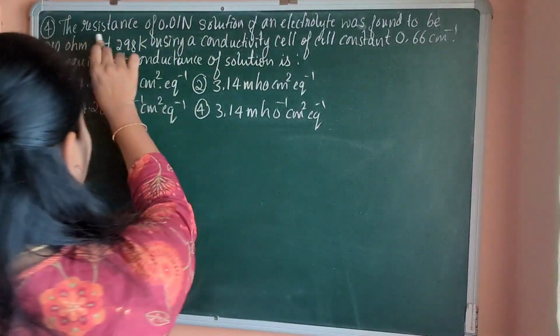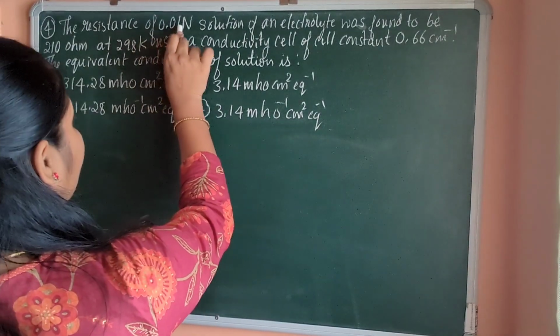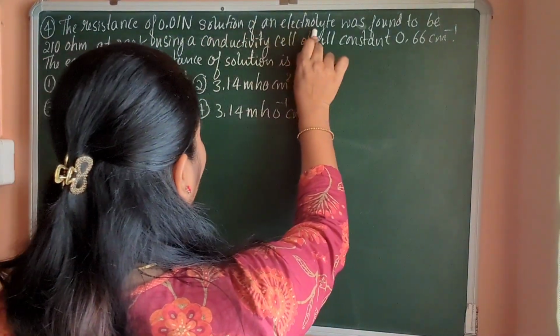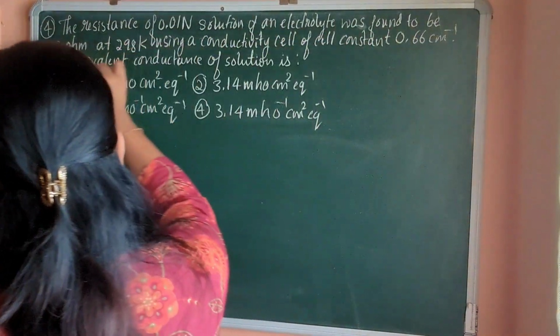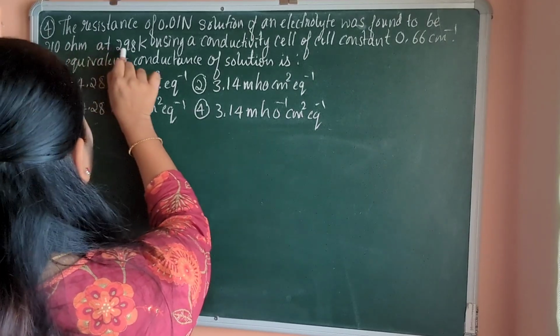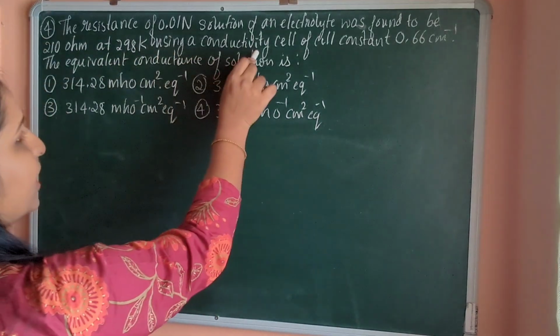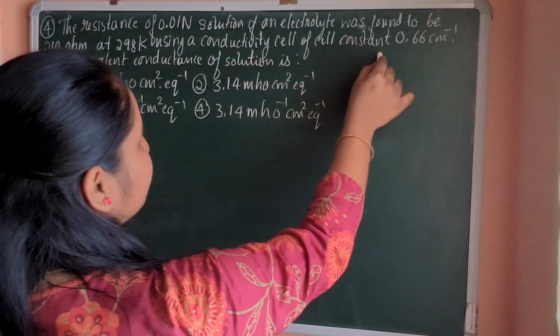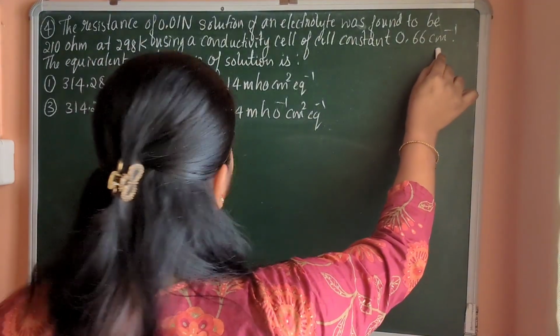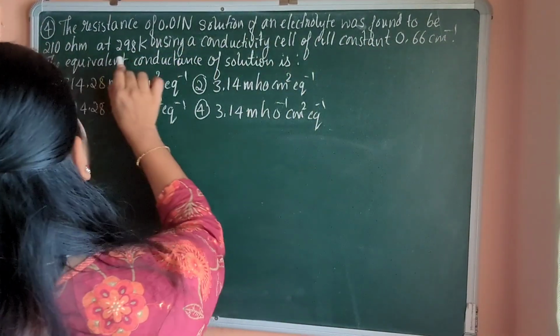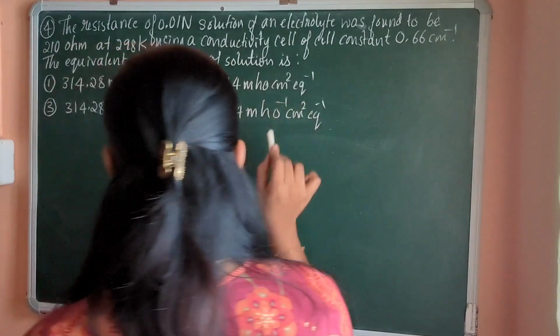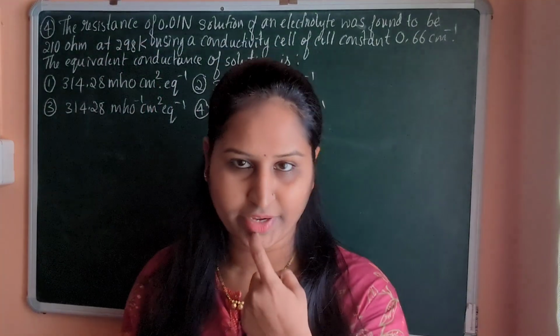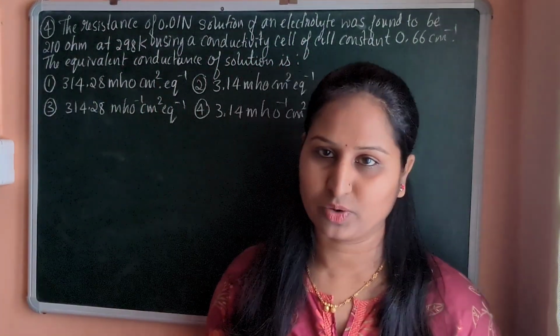Let me read the fourth question now. The resistance of a 0.01 normal solution of an electrolyte was found to be 210 ohm at 298 Kelvin using a conductivity cell of cell constant 0.66 per centimeter. The equivalent conductance of the solution is. The question looks to be very complicated, but it is a very simple question.